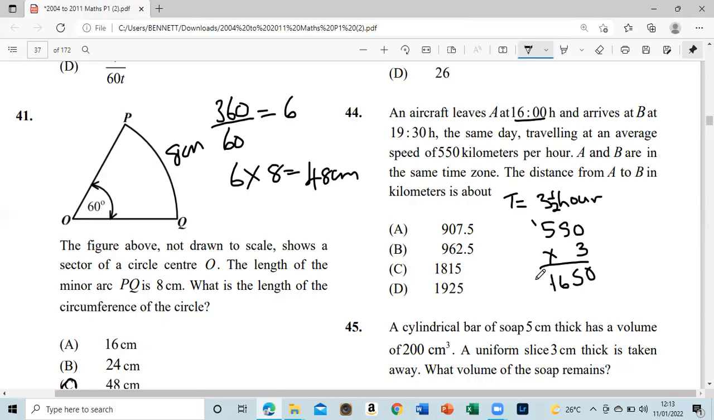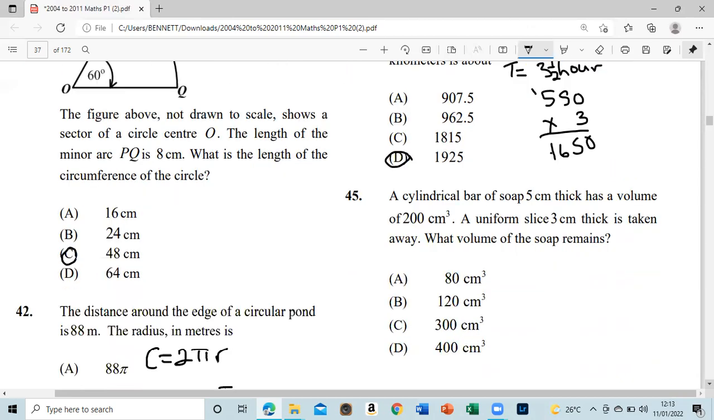Alright. So that's 1925. A cylindrical bar of soap 5 centimeters thick has a volume of 200 cubic centimeters. A uniform slice 3 centimeters thick is taken from it. What is the volume of the soap remaining? So that will be 3/5 of the 200. 5 into 200 is 40, so it's 2/5, and that's 120.